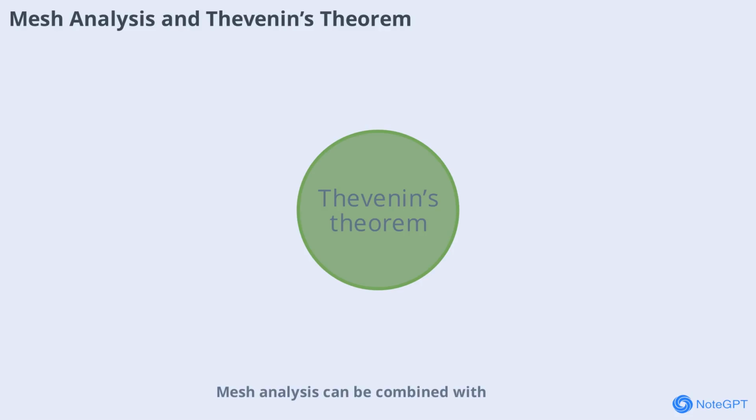Mesh analysis can be combined with Thevenin's theorem to simplify complex circuits. By reducing parts of a circuit to their Thevenin equivalent, you can make mesh analysis easier and more manageable. This combination is especially useful for analyzing circuits with multiple sources or loads.